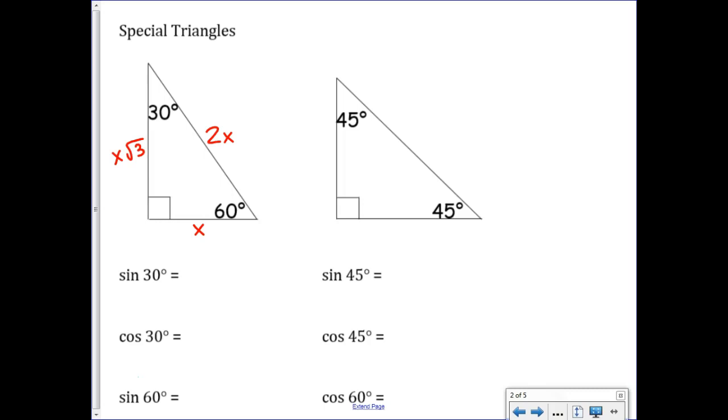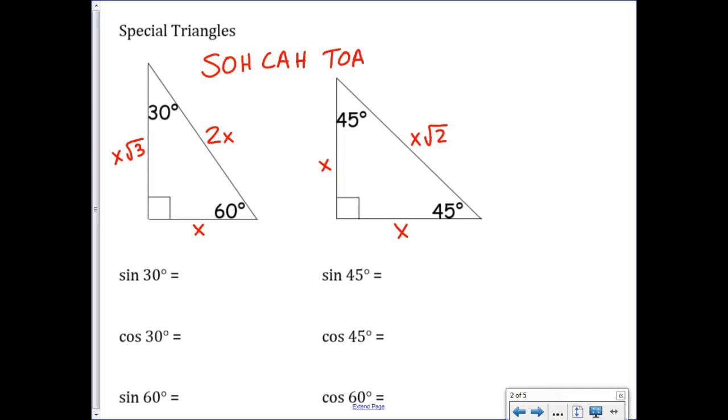In our 45, 45, 90, that was a little simpler. Both of the legs were the same. So if one is x, the other one is x. And then the hypotenuse was radical 2 times whatever that leg was. Also from that same chapter, we talked about sine, cosine, and tangent. You probably learned about SOHCAHTOA to help you remember how those were related.